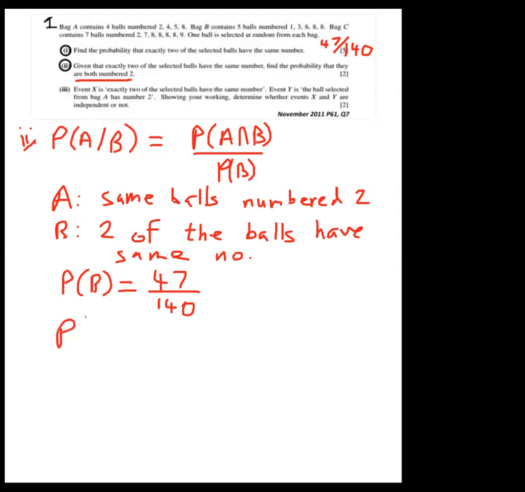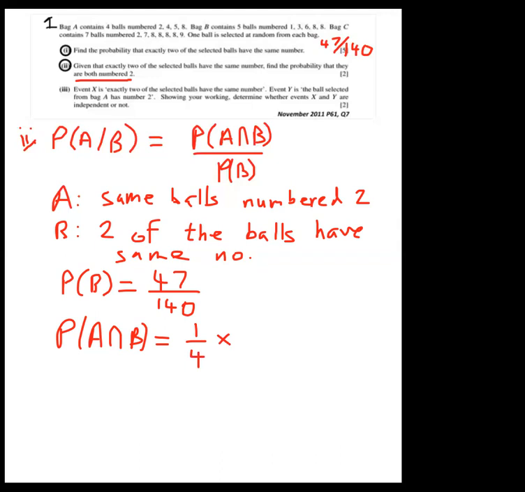So A intersection B. This means that of the 3 balls selected, 2 were the same, and those 2 were both number 2. So this was the case when from bag A we got 2, from bag B we did not get 2, and from bag C we got 2. For that the probability would be 1 upon 4, because there is 1 two out of 4 in A.